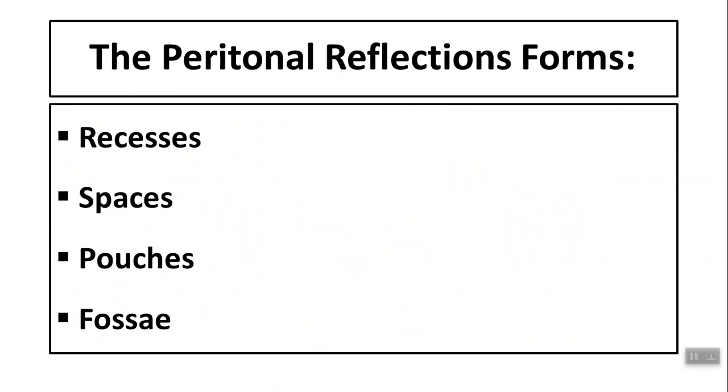When the peritoneum reaches certain sites, it will undergo reflections. It will form either recesses, spaces, pouches, or fossae.